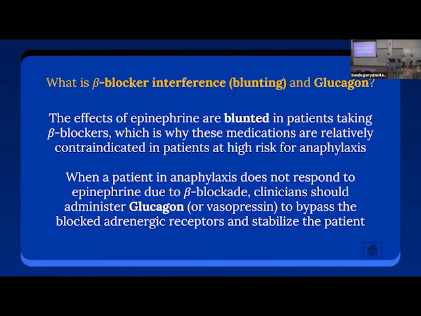Yeah, the patient is taking a beta blocker and it interferes because epinephrine works on both alpha and beta receptors. So the effects of epinephrine are blunted in patients taking beta blockers, which is why these medications are relatively contraindicated in patients at high risk for anaphylaxis. And if they have any allergic reactions, we should go to other medications for migraine or hypertension. When a patient in anaphylaxis doesn't respond to epinephrine due to beta blockade, they should get glucagon first to bypass this adrenergic blockade.